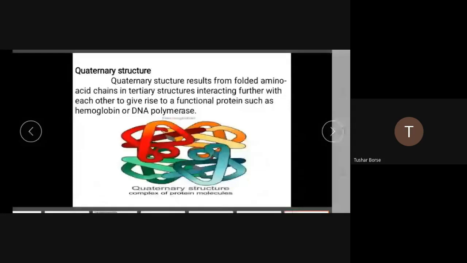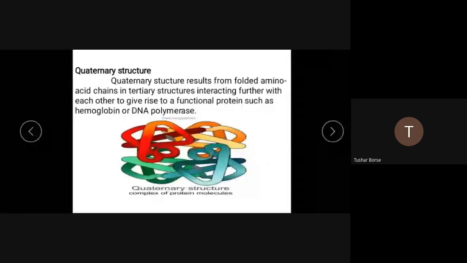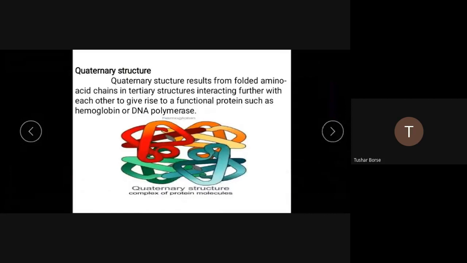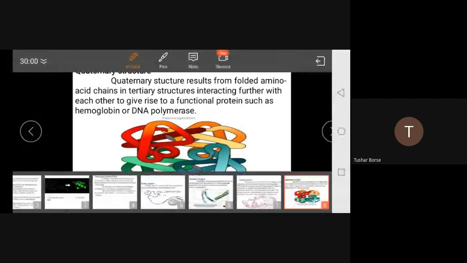Next, if we see quaternary structure, quaternary structure results from folded amino acid sequences in tertiary structure. Yes, sir, your voice is breaking. Oh, sir, I tried to change my position. Now is it fine, sir?